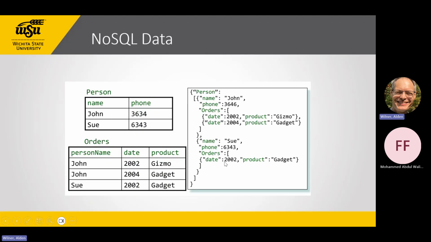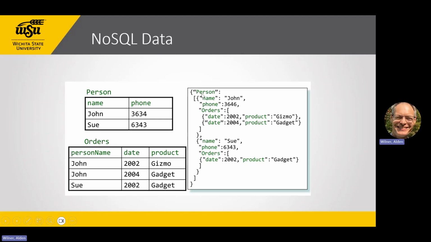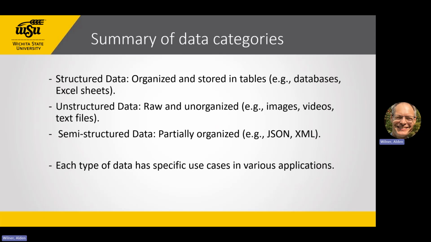NoSQL data. This is essentially looking at Python, a nested list of dictionaries. So a person has a name and a phone number, and then we have orders from that person. And so instead of having a relational database, which is in tables, we can go ahead and structure this as a tree, basically, where we have the person at the top level and then underneath we have the individual things they've ordered. So, summary. We have structured data that's organized and stored in tables, databases, Excel spreadsheets.